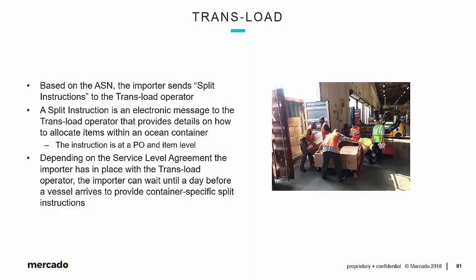As a quick example, we may have an item, 1,000 pieces of a given item in this ocean container that we're looking at on the right. The split instruction will say, take 500 of those items and send them to DC1 in Dallas, Texas. Take 250 of that item and send them to DC2 in Mechanicsburg, PA. That should ring a bell. And take the remaining 250 and send them to a DC up in Seattle. That is precisely what we're talking about here.